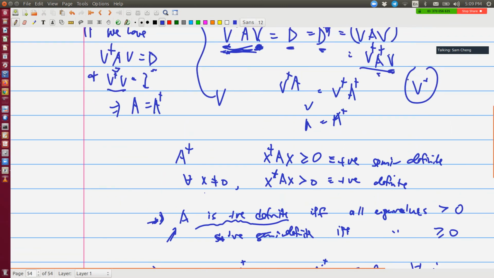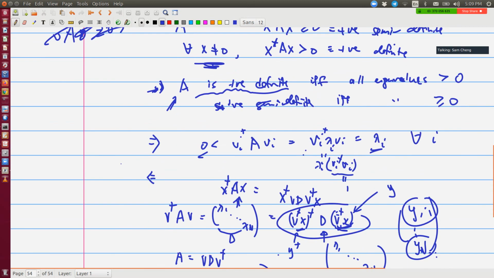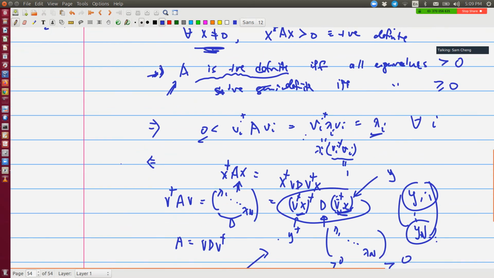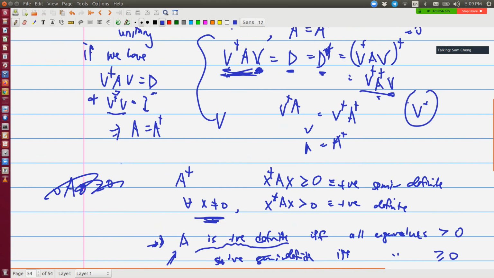Of course, if your input is 0, then that doesn't count. I forgot about positive definite, because if you have some matrix times 0, of course this will be 0. This is not something we should count. x cannot be 0. And if A is positive definite, then lambda should be bigger than 0.